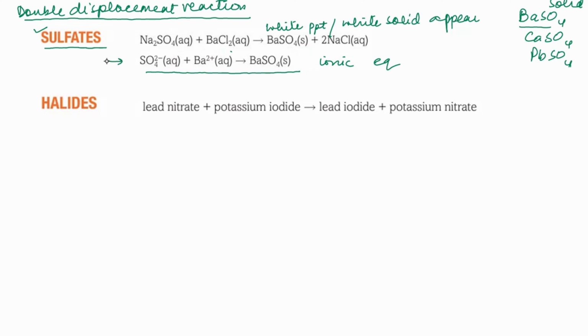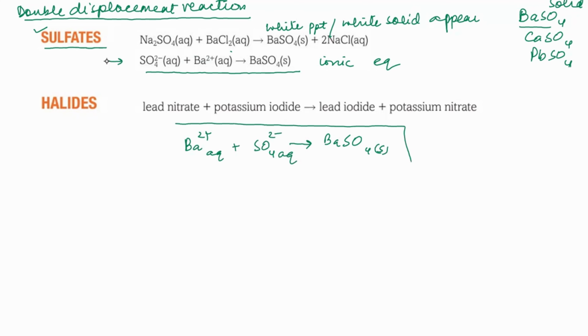Now, for a precipitate reaction, there's a shortcut for writing the ionic equation as well. For example, if you're getting barium sulfate as a solid product, then for the ionic equation we can just write down whatever the barium sulfate is made up of: the barium ions in the aqueous state, and the sulfate ion in the aqueous state. That is going to be my ionic equation for this precipitation reaction.